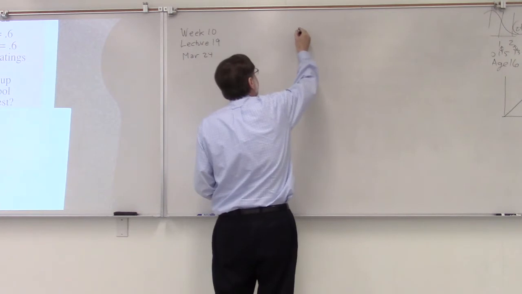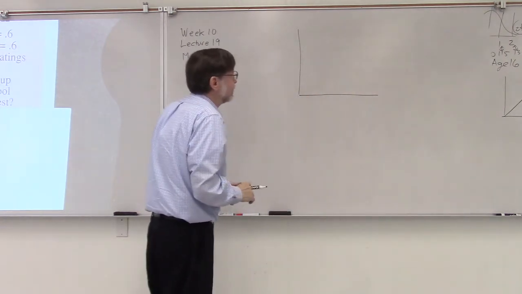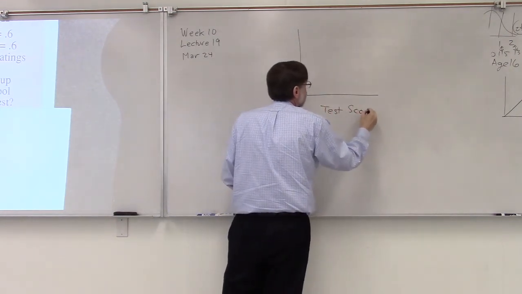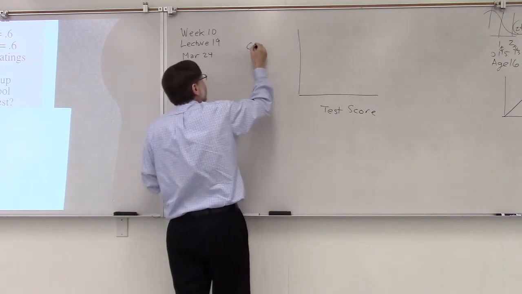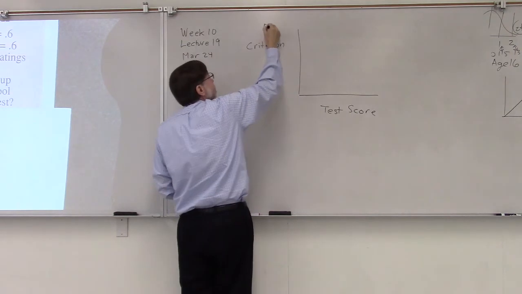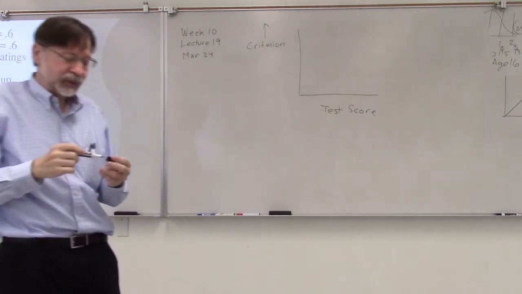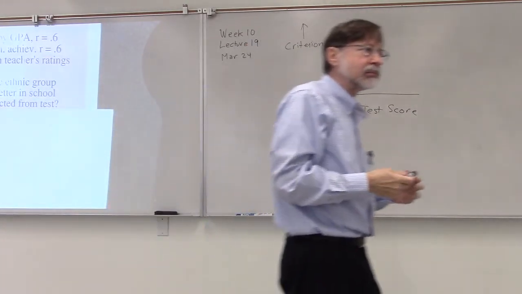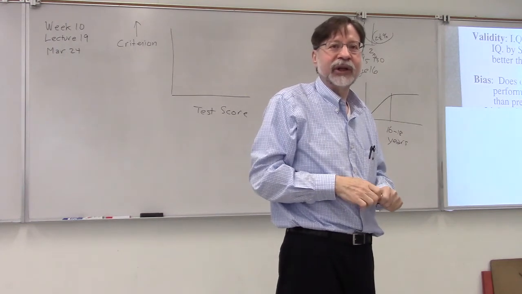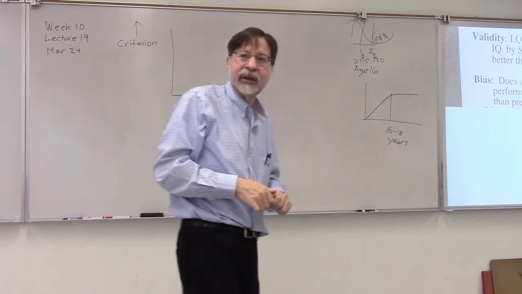And so here's the definition of test bias. So here's the test score. And here's the criterion of what it's supposed to predict. And if we're thinking about hiring firefighters, what do we want the firefighters to be able to do? We want them to be able to do the job, right? That's the criterion. We want to predict a person being able to be successful as a firefighter.